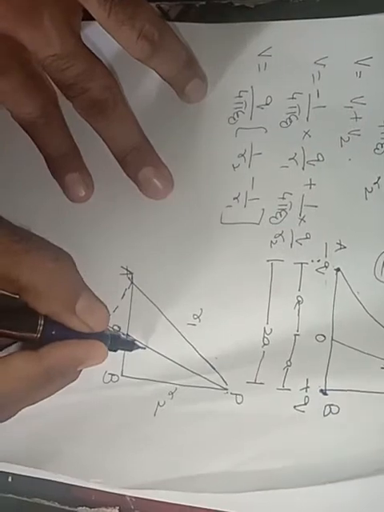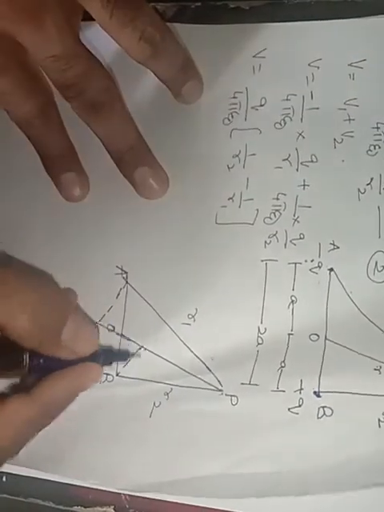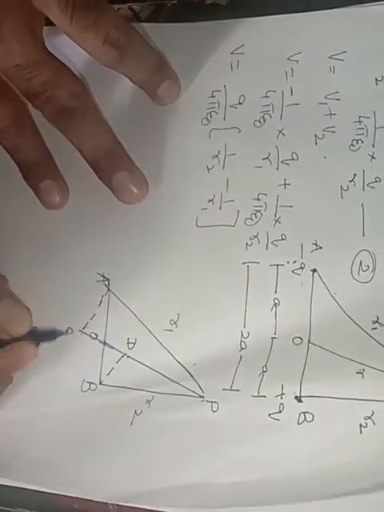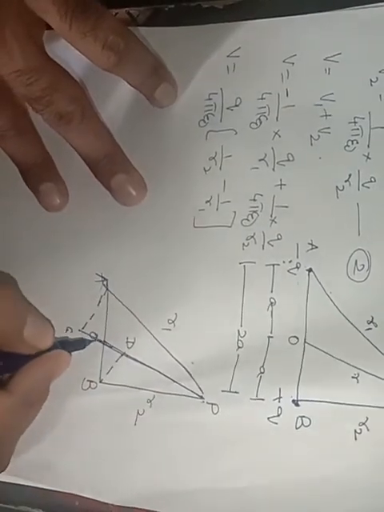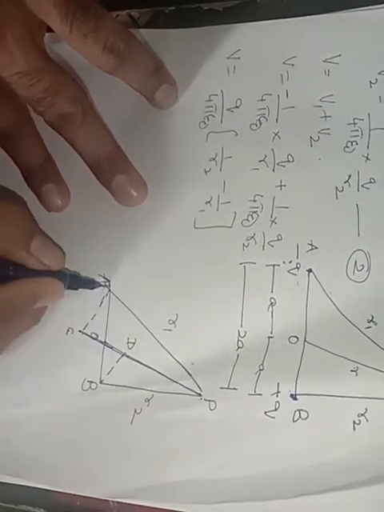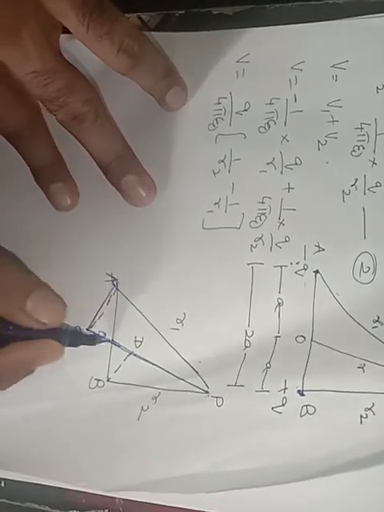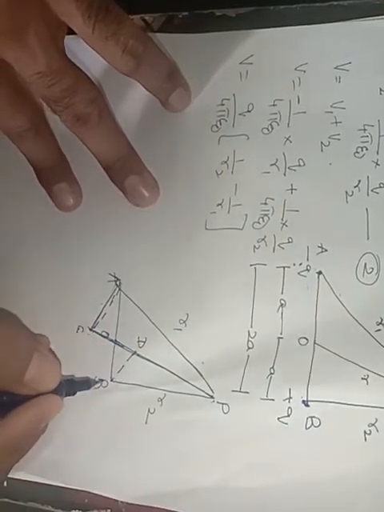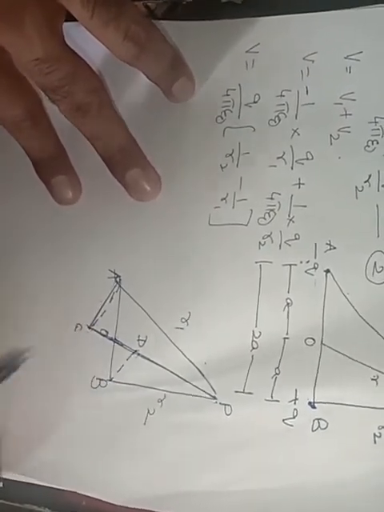Similarly, we will drop a perpendicular from here. We will treat this as D. This is C, this is D. Means PO, if we extend up to C, we will call this OAC. AOC is one triangle and another is ODB. This is another triangle.